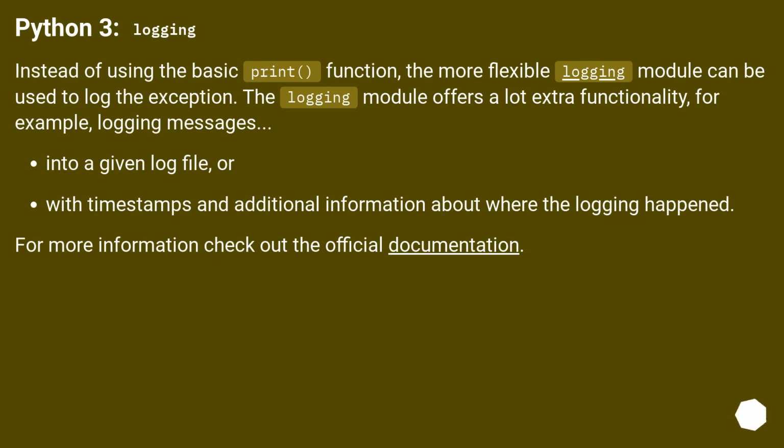Python 3 logging. Instead of using the basic print function, the more flexible logging module can be used to log the exception. The logging module offers a lot of extra functionality, for example, logging messages into a given log file, or with timestamps and additional information about where the logging happened. For more information, check out the official documentation.